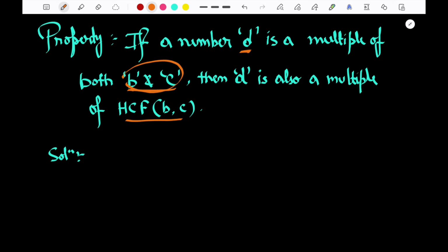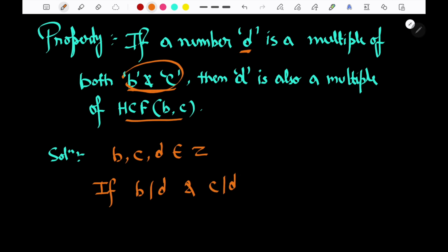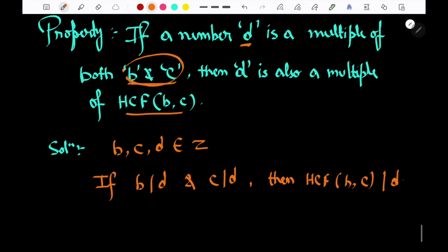But how do we prove it? Let's say b, c, d belong to Z, integers. So if b divides d and c divides d, then what we are required to prove is that HCF of b comma c divides d. That is what we are required to prove.